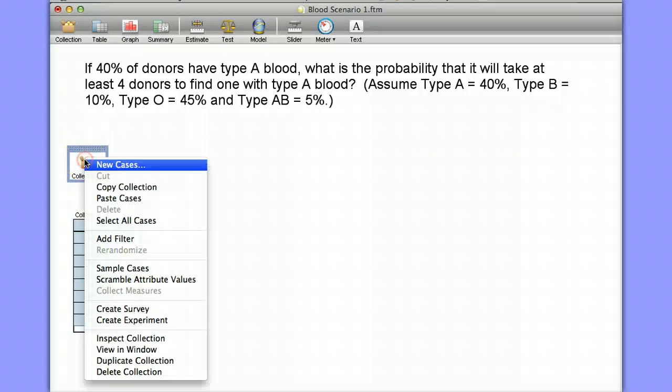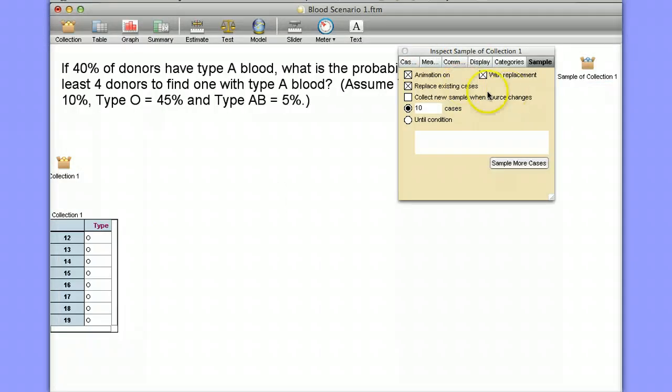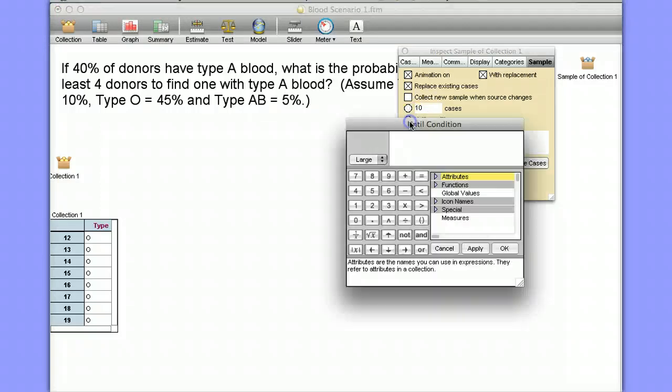Let's sample our collection. We can see that we've selected 10 cases. However, I want to know how long it takes until we come up with a type A blood person. So I'm going to do the until condition. So I'm going to keep sampling until type equals A.